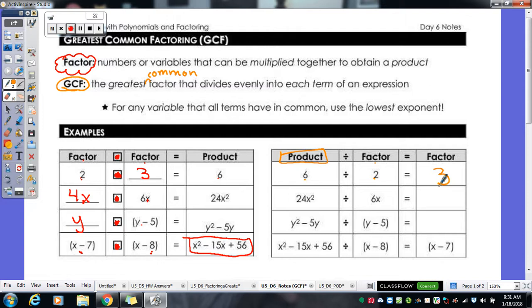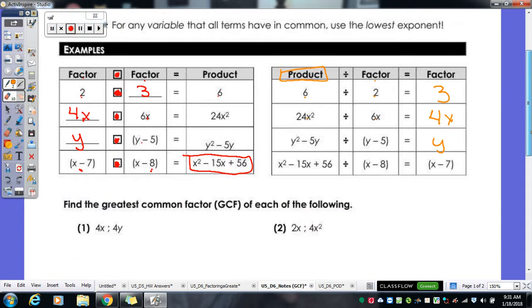We're going to have our answer, divide by one of our factors to get the other one. Like 24x squared divided by 6x gives us our other factor of 4x. Y squared minus 5y, when you divide it by y minus 5, we get our y, which is our other factor. And again, you multiply your two factors to get your product.